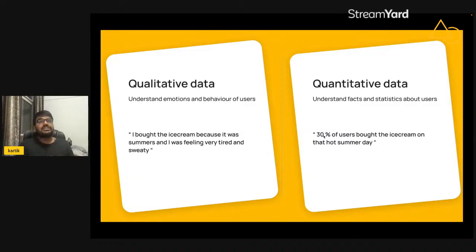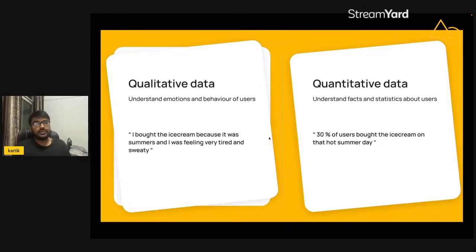So we find the right qualitative data, and in the end we have to convert it into some kind of numerical quantity, some kind of percentage, some kind of rate, which we can use to build our UX solutions. Because if you don't get the right metrics, your UX solution can completely backfire. Qualitative data is mostly about understanding the emotions and behavior of users, while quantitative data is facts and statistics.